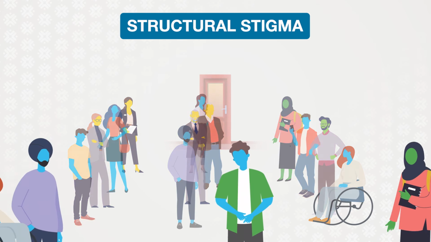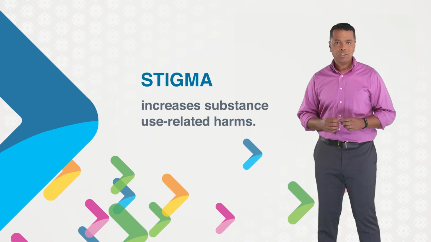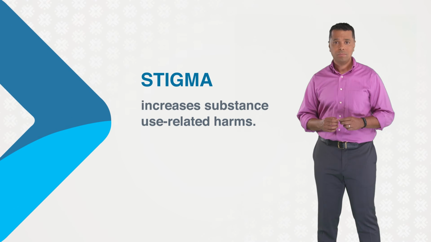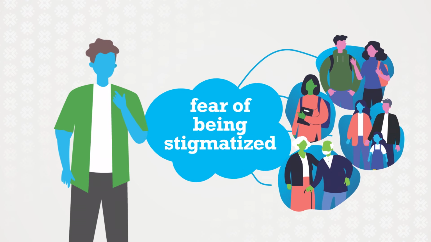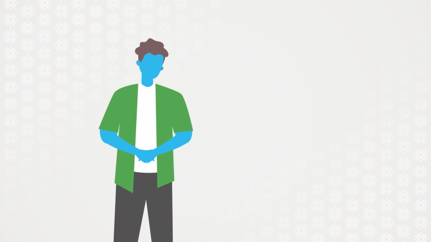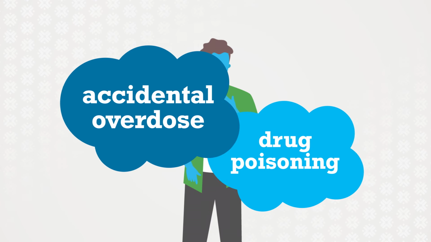For youth and families seeking treatment, this can contribute to them feeling that their condition is less deserving of care than other health conditions, such as cancer or diabetes. Just like any other health condition, individuals with problematic substance use or substance use disorder are entitled to the most effective treatment available. Stigma also increases substance use-related harms. Fear of being stigmatized by family and friends can lead youth to use substances in isolation. This can raise the risk of accidental overdose or drug poisoning, which happens when the amount of substance taken is more than the body can handle.